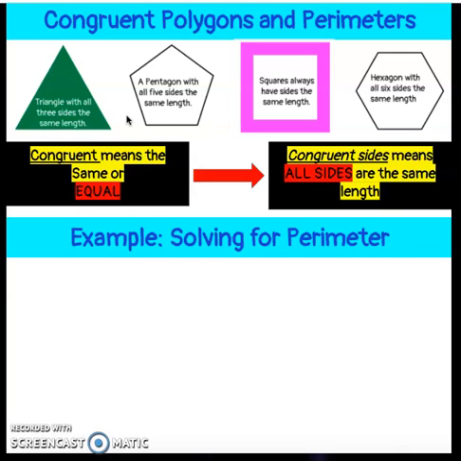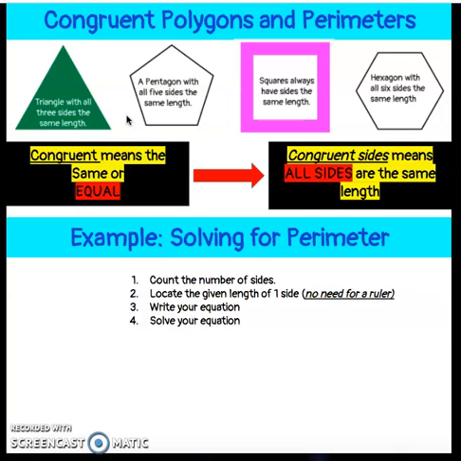So now that we have the term congruent polygons, how are we going to use that information to find a perimeter? Well, let's start combining some of our knowledge. The first thing we need to do is know our steps. First, we have to know how many sides there are to a shape. After that, you are going to locate or find the given length of the one side. Remember, you don't need to use a ruler because the length will always be given to you when we say find the perimeter of a congruent polygon with one side. You'll write your equation and then you'll solve your equation.